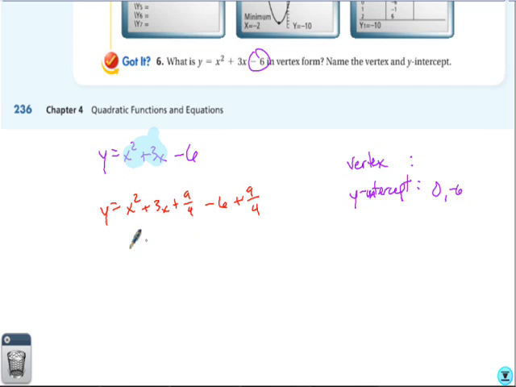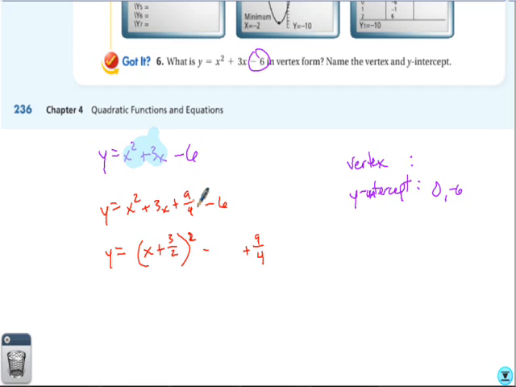This then becomes x plus 3/2 squared, and that's minus 6. This is easily done in your calculator, but we can just change this to 36/6 plus 9/4. Sorry, I don't know why I did 36/6. Sorry about that. I know my mistake. Guys, sorry, I'm all over the place today.